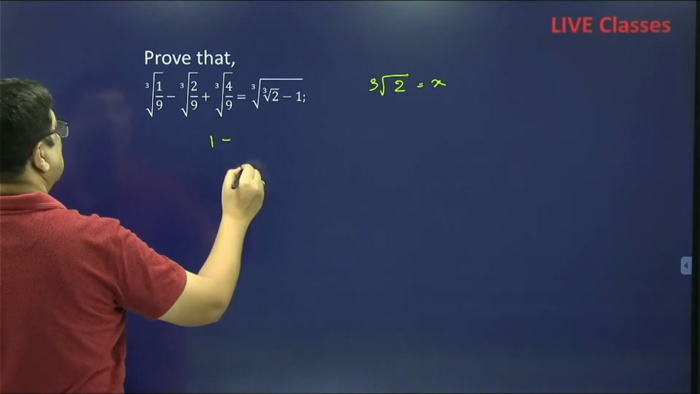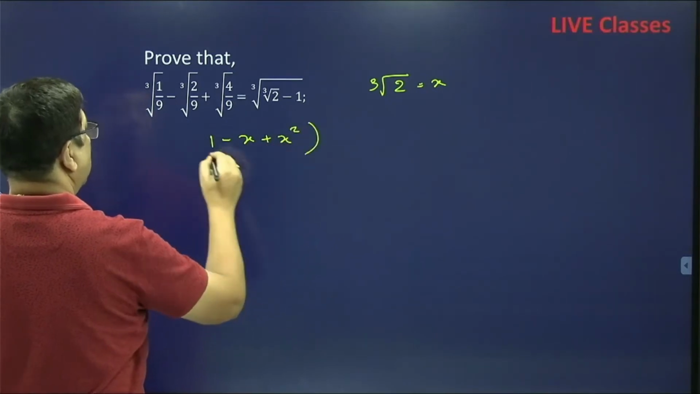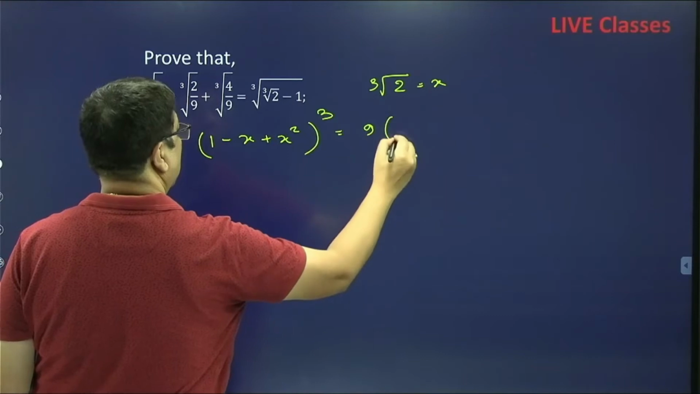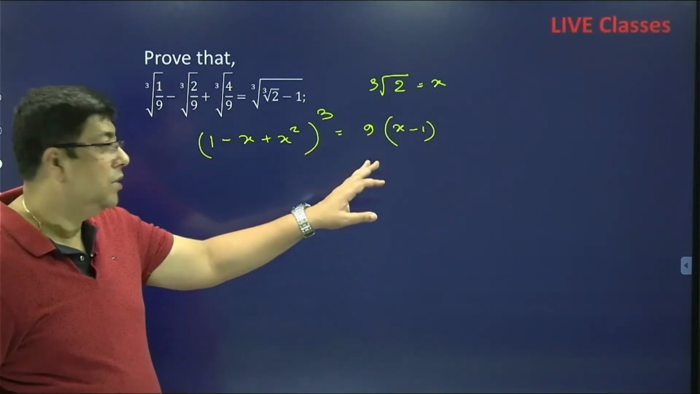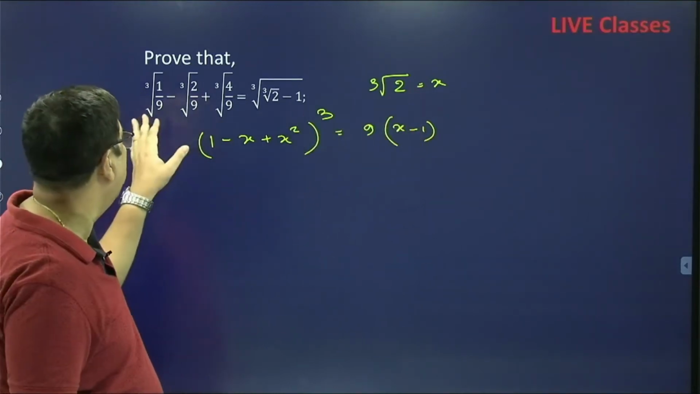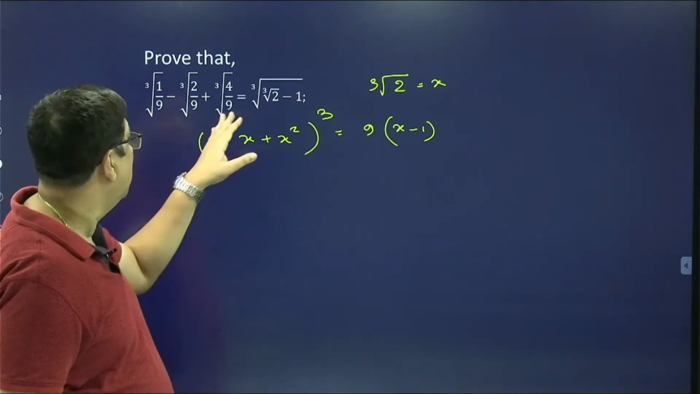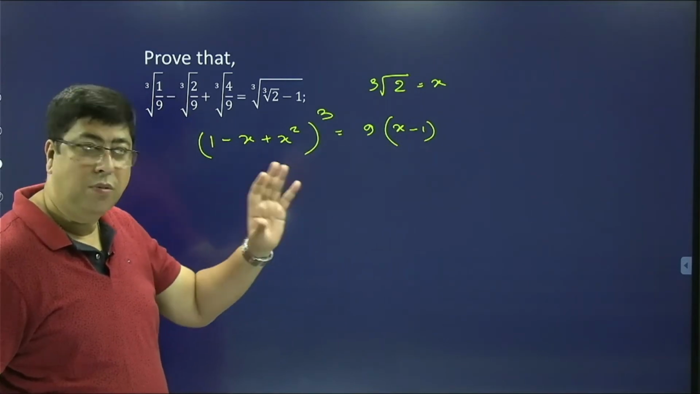(1 minus x plus x square) whole to the power 3 equal to 9 into (x minus 1). This is required to be proved. We have to prove this because I have taken cube root of 2 equal to x. So I have taken this side and done the whole square, because cube root of 9 is common. So we have to prove this for this particular sum.